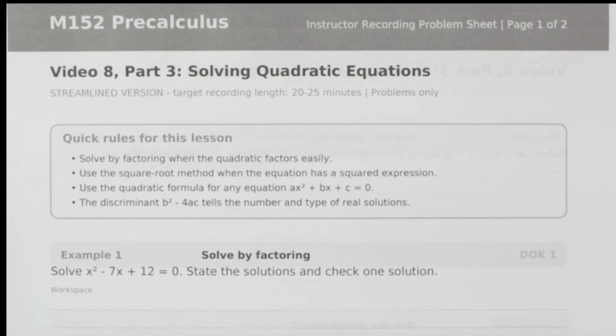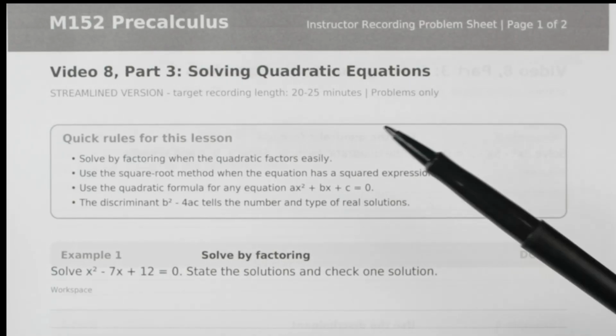Hello again. In the previous lesson, we practiced graphing quadratic functions using the vertex, axis of symmetry, intercepts, and symmetric points. In this lesson, we're going to solve quadratic equations. We will use things like factoring, the square root method, the quadratic formula, and something called the discriminant. So let's begin with the quick rules.